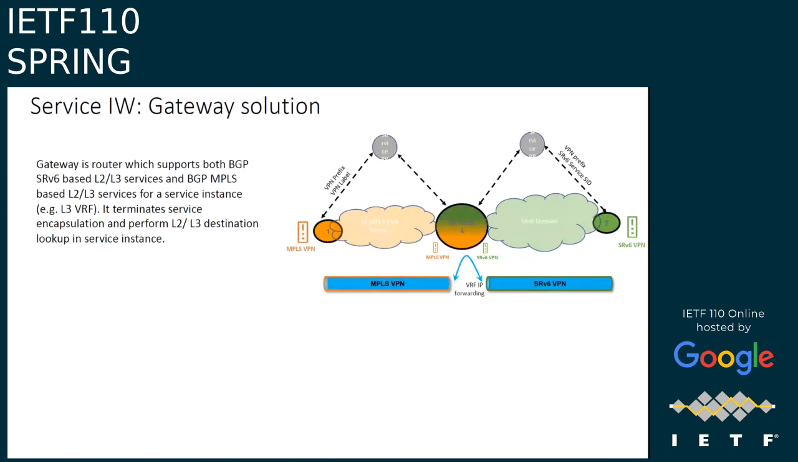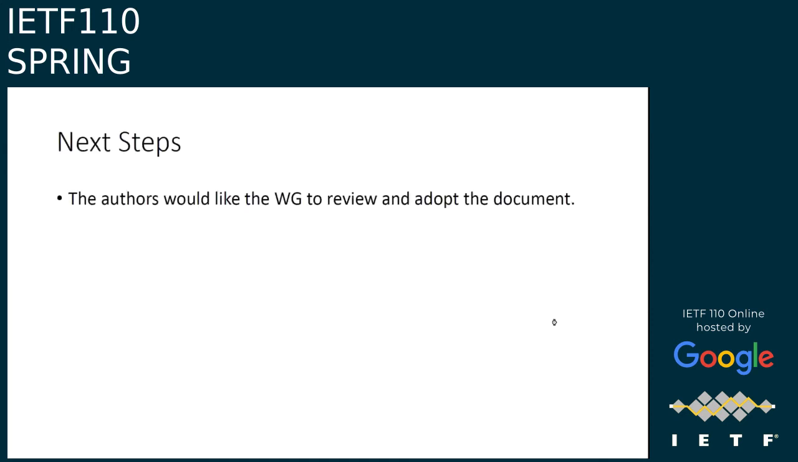And what happens on this box, we do a service termination. That means there's a L2 based on service, whether it's a L2 service or L3 service, there's a lookup involved. So that terminates both the underlay as well as overlay, and therefore we can provide the interworking using a gateway solution. Next slide, please.